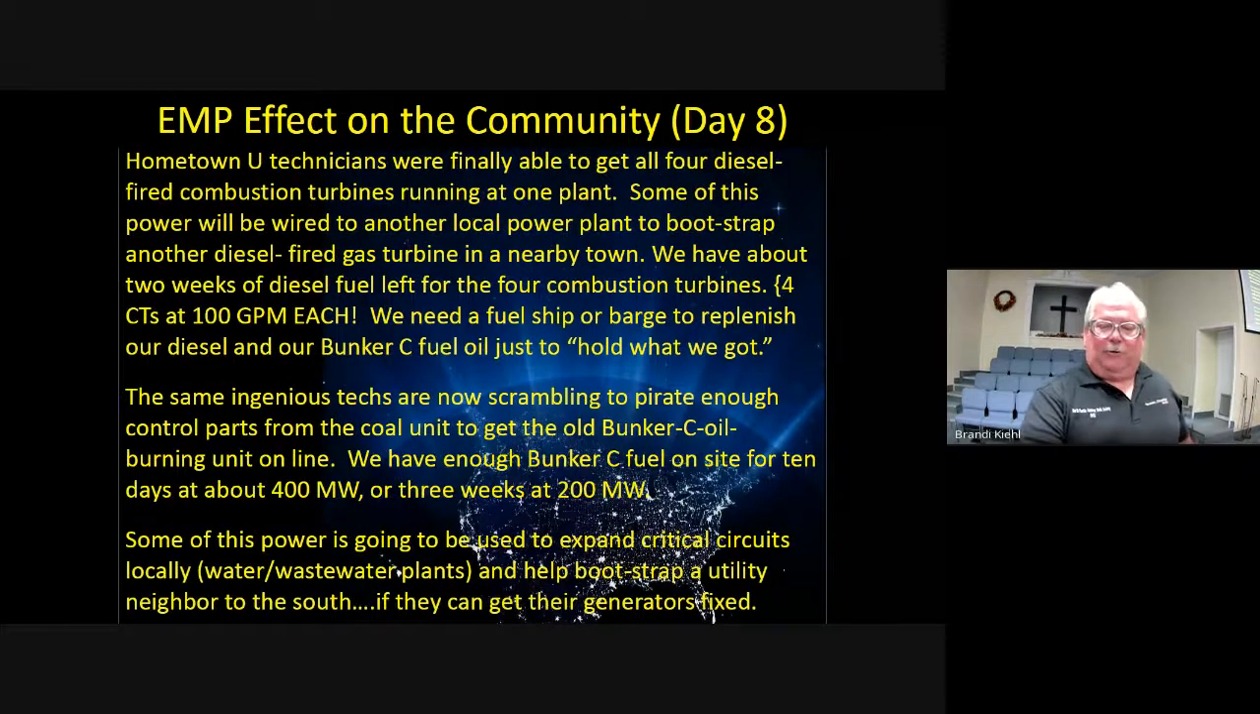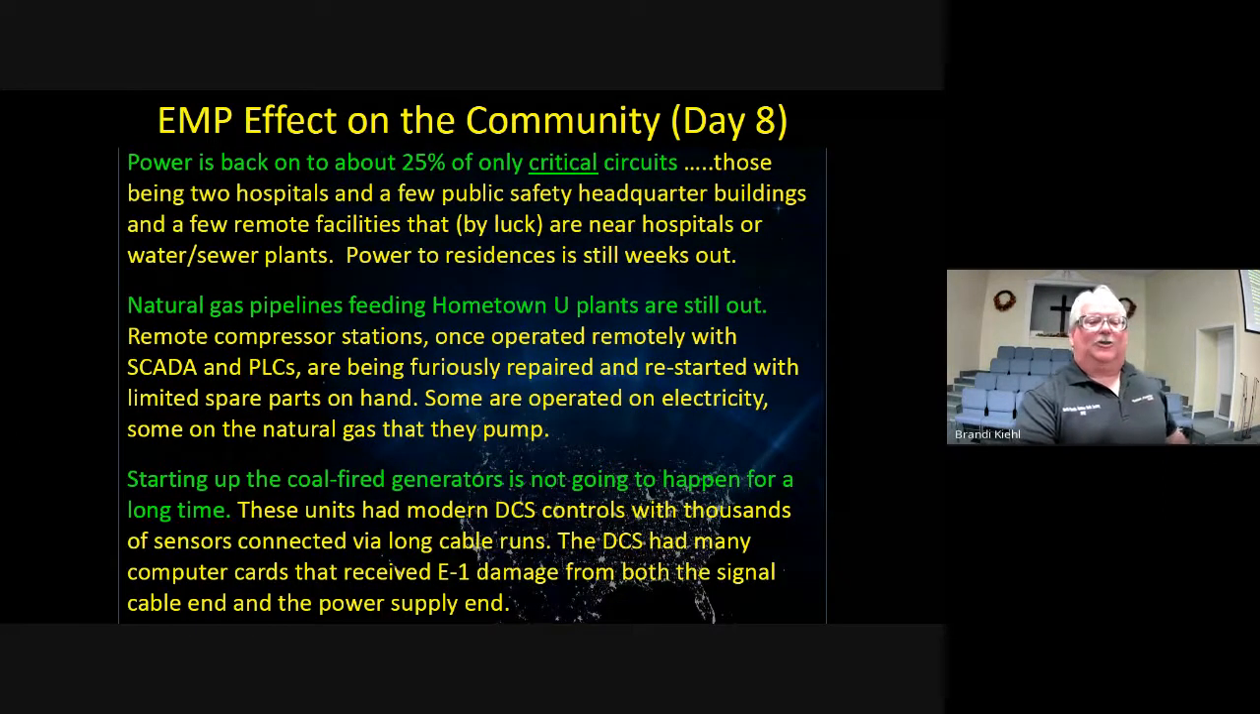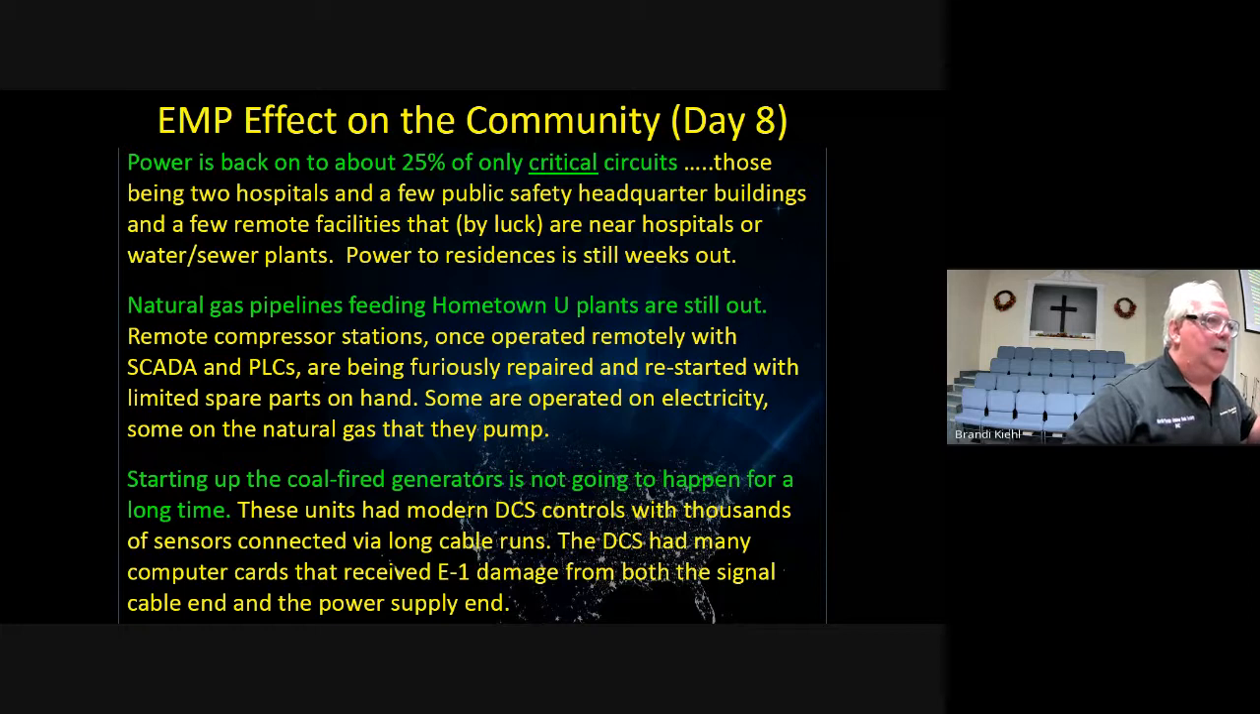Natural gas lines are still out. They are working like crazy to get those pumping stations back up. Once again, they're hampered by having no communication, fuel shortages for the guys that are running back and forth in their pickup trucks. It's going to be a nightmare.